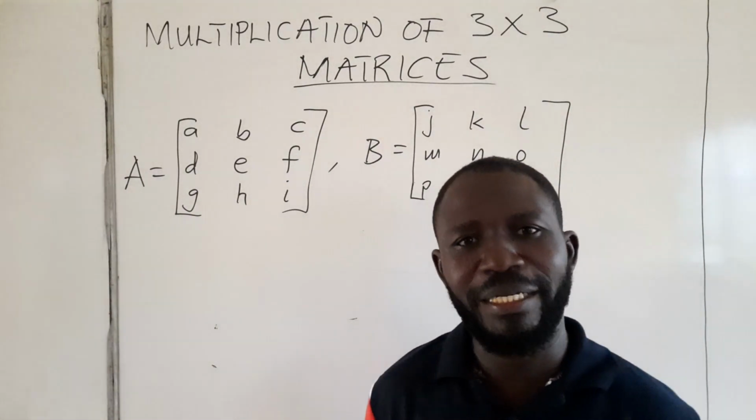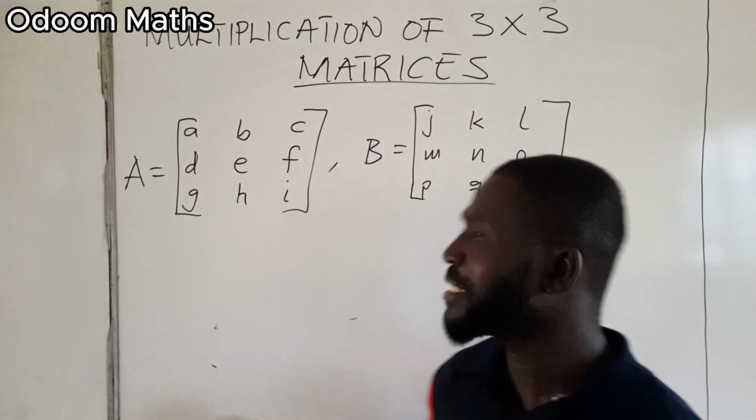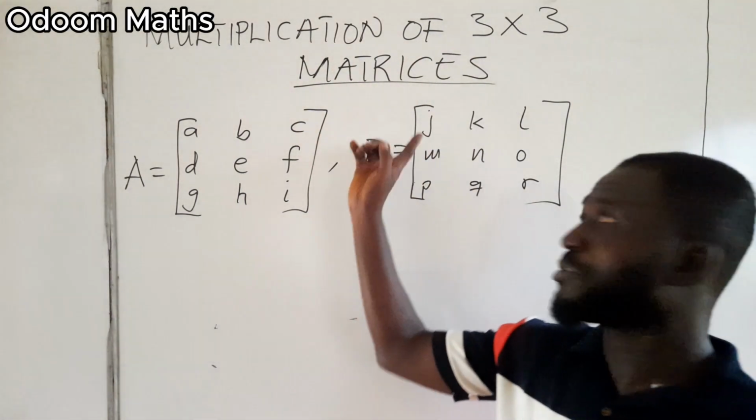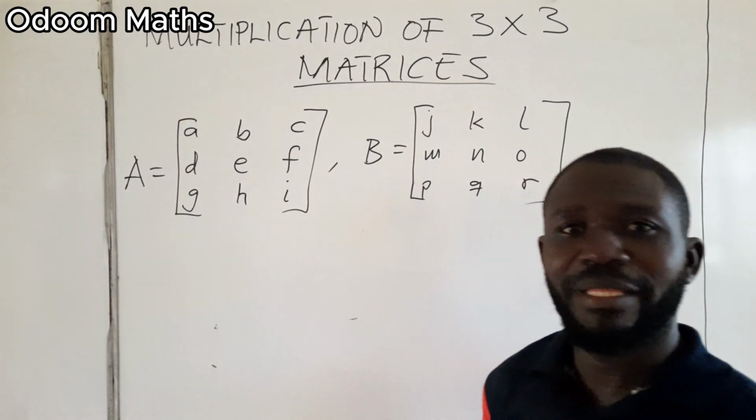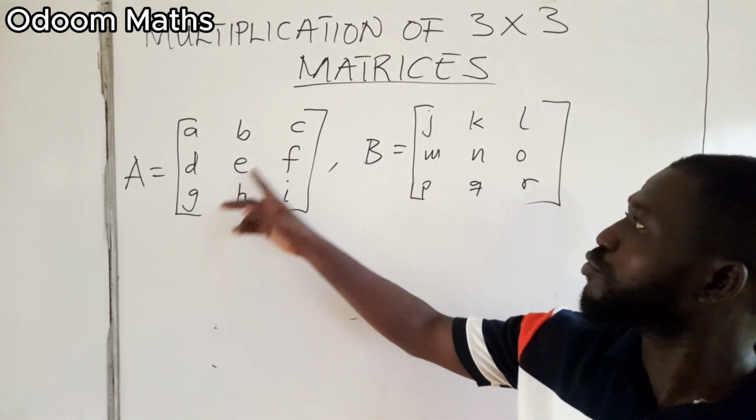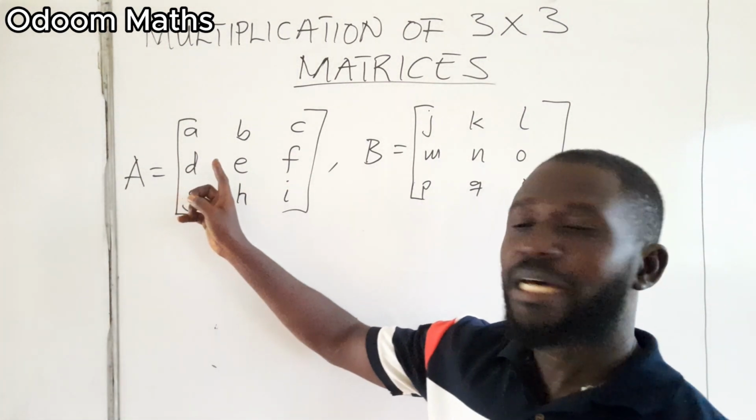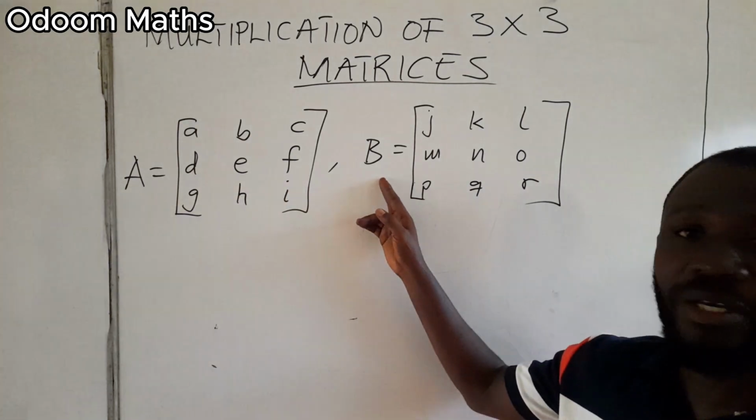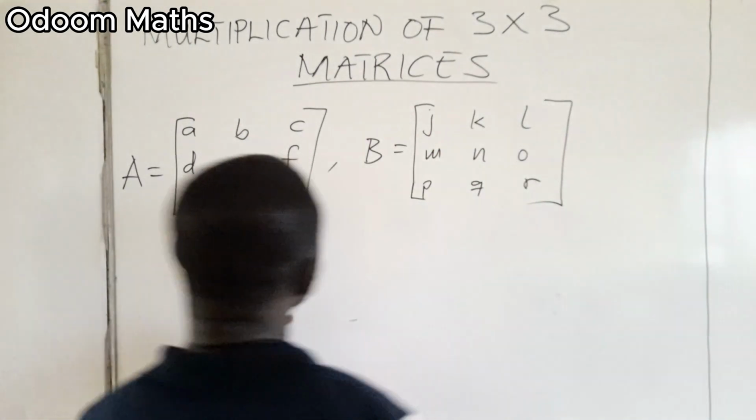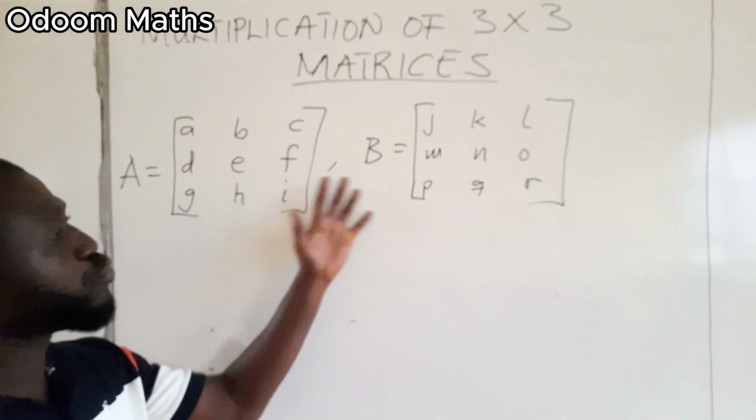This is OdoomMaths. Today I want us to look at multiplication of 3 by 3 matrix. And then let's take these two matrices. So matrix A has these elements, and that of B also has these elements. So let's see how we can multiply these two matrices.